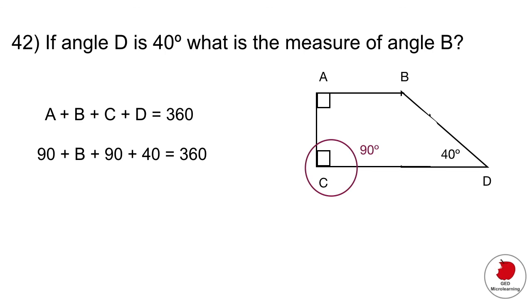All right, so if you add all the numbers, it's 220 plus B. And in order to isolate B, you're going to subtract 220 from the left, do the same thing on the right. That gives you that B is 140. And then just to double check your work, make sure that you add up all the angles, and it should give you 360.